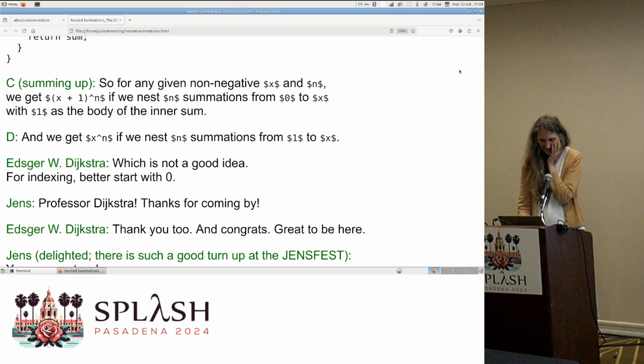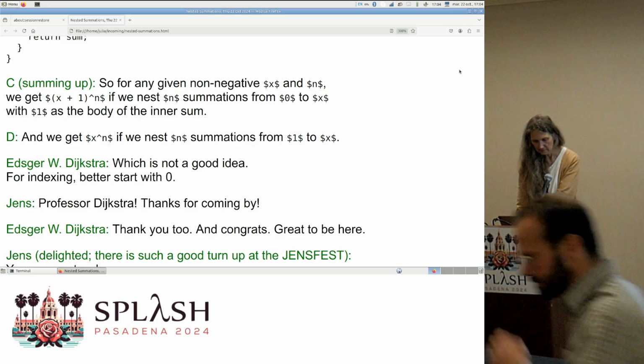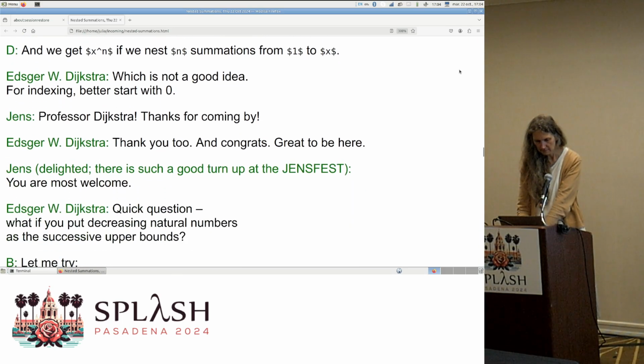So, for any non-negative x and n, we get x plus 1 to the power n if we nest n summations from 0 to x, with 1 as the body of the inner sum. And we get x to the power of n if we nest n summations from 1 to x. Which is not a good idea. For indexing, better start with 0.